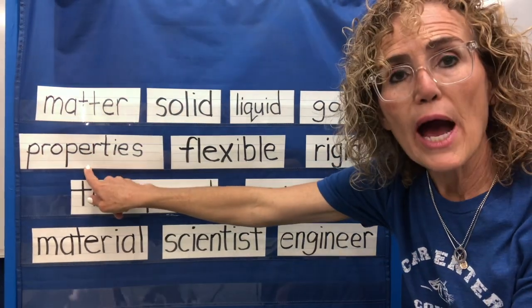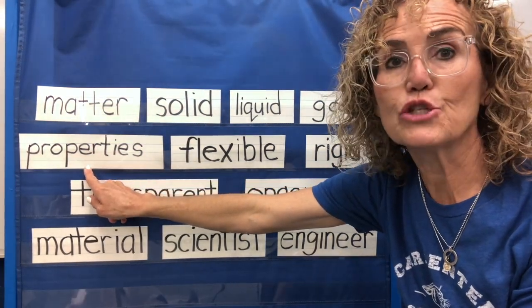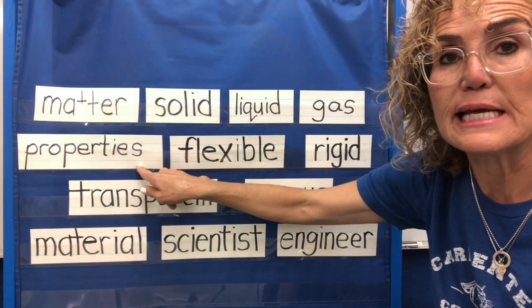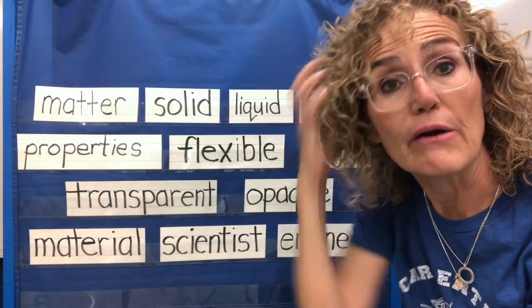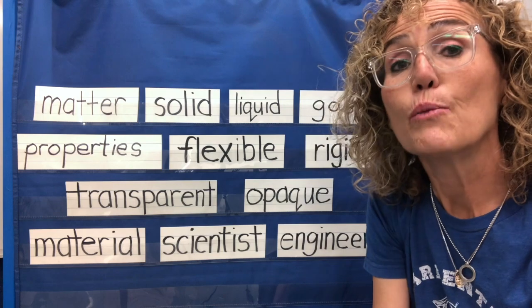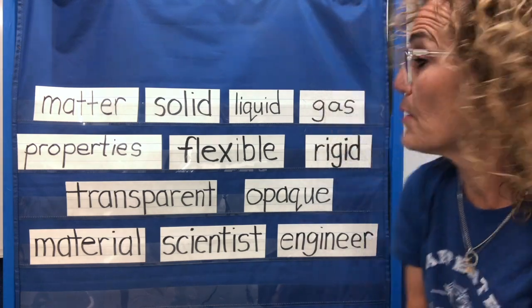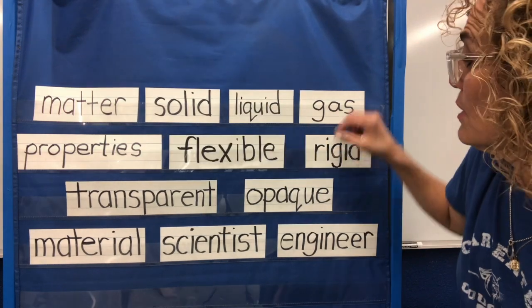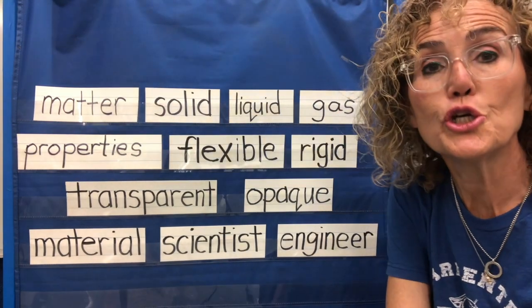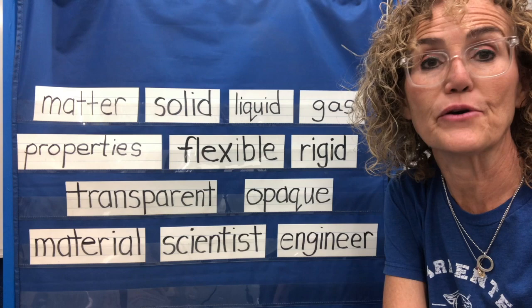When we describe something, we're describing its properties. I have curly hair. I have brown eyes. When you describe me, you're describing my properties. Being flexible or being rigid are two properties of matter.